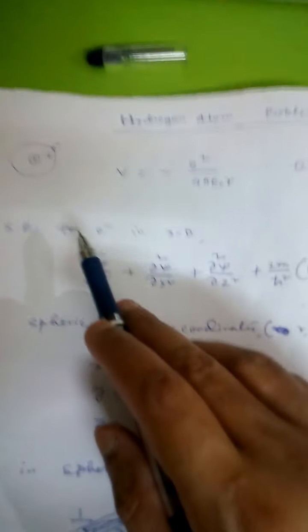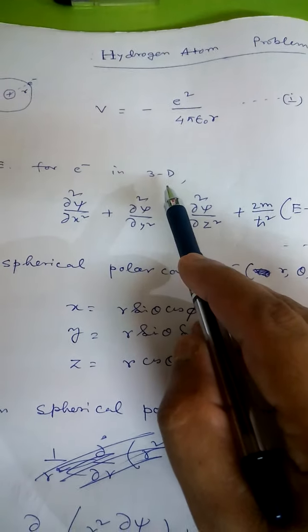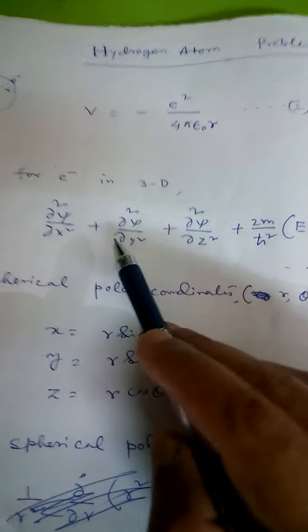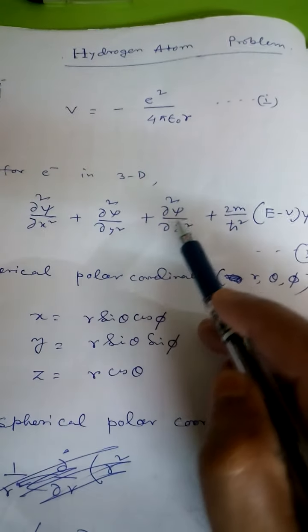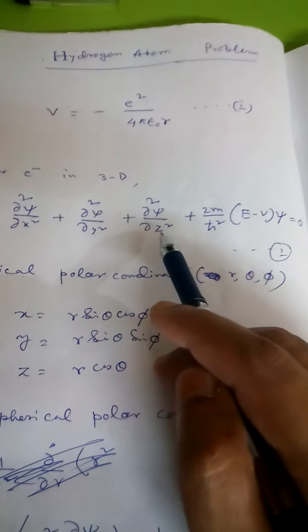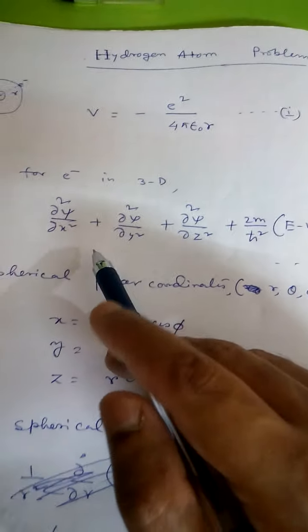Now the Schrodinger wave equation for an electron in 3 dimensions: del square psi by del x square plus del square psi by del y square plus del square psi by del z square plus 2m by h cut square (E minus V) psi equals 0. We know this is the time independent Schrodinger equation. Psi is the wave function.